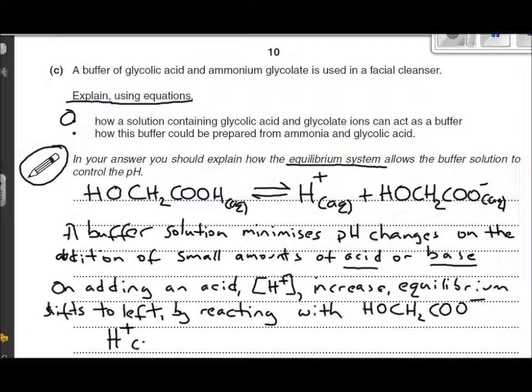So when we're adding acid, we're adding H plus ions, the equilibrium that we described at the top shifts to the left, removing those ions, and the way it shifts to the left is by the H plus ions reacting with the glycolate ions. And as the question asked us to describe that using equations, it's sensible to put an equation in showing that process.